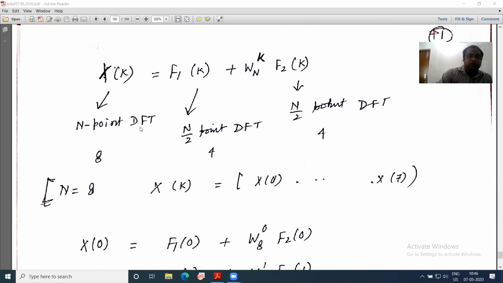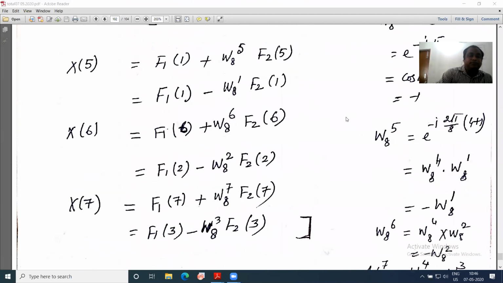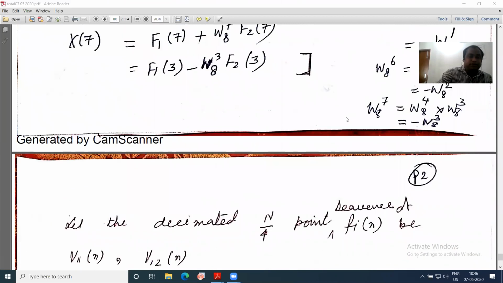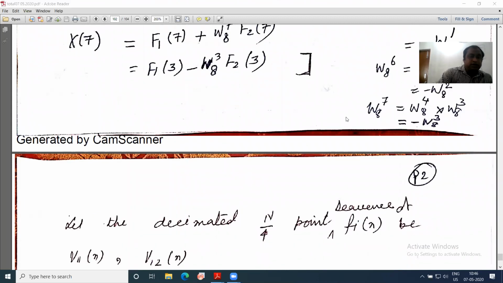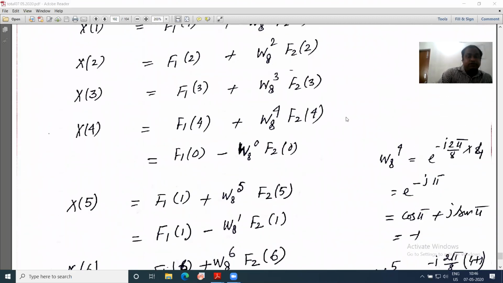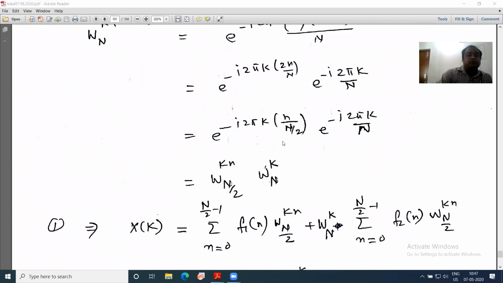This is an example corresponding to N by 2 point DFT. Now, with this calculation, we have come down to 4 point DFT, but still we don't want to compute in 4 point. I have to go to an even lesser number of points. So this is a general expression between N point DFT and N by 2 point DFT. How are N point DFT and N by 2 point DFT related? This is the general equation that we have derived.